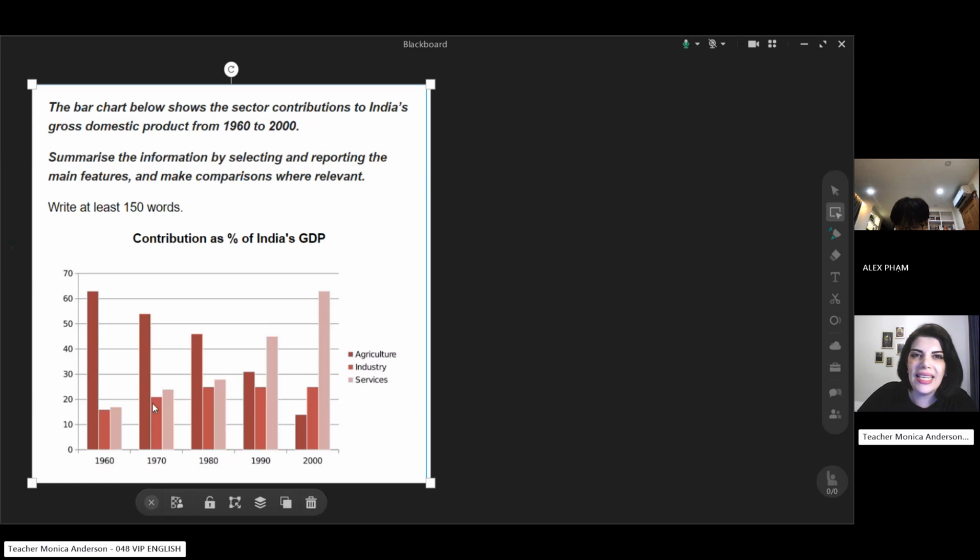As I can see, let me read. The bar graph illustrates the relative percentage contribution of agricultural. Yeah, that's it.